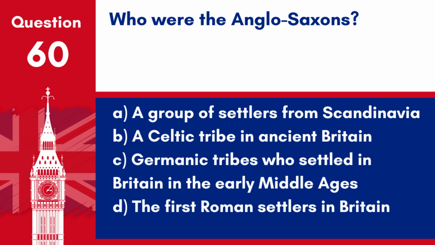Question 60. Who were the Anglo-Saxons? A. A group of settlers from Scandinavia. B. A Celtic tribe in ancient Britain. C. Germanic tribes who settled in Britain in the early Middle Ages. D. The first Roman settlers in Britain. Answer: C. Germanic tribes who settled in Britain in the early Middle Ages. The Anglo-Saxons were Germanic tribes that settled in what is now England from the 5th century onwards.